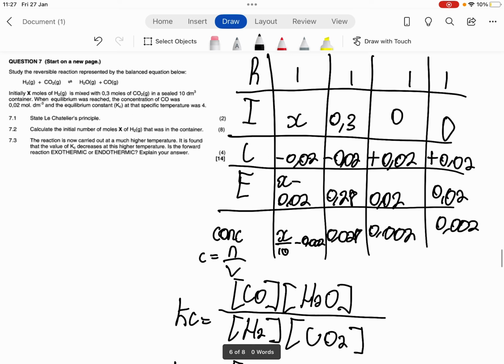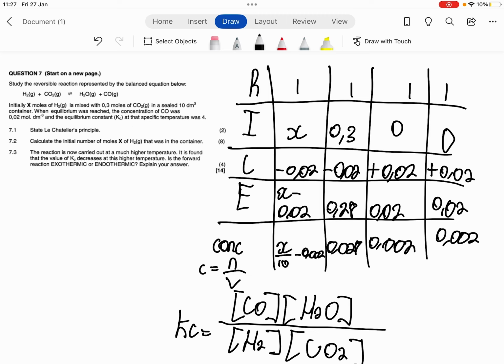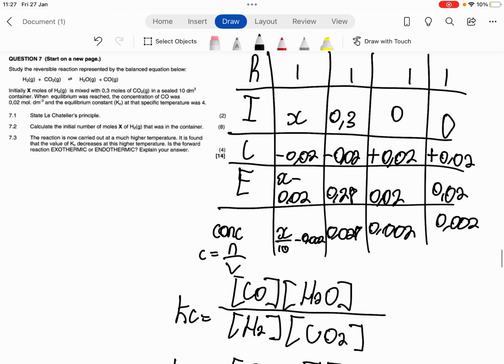Okay, so what we need to understand is that when there's a temperature increase, according to Le Chatelier's principle, we want to decrease the temperature. So a higher temperature, we want to decrease it back to normal. How do we decrease the temperature? We favor a reaction that is endothermic.